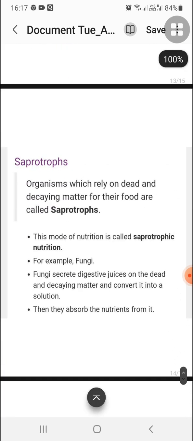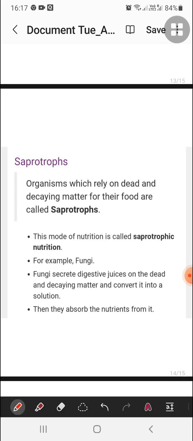Now next is saprotrophs. Who are saprotrophs? Organisms which rely on dead and decaying matter for their food are called saprotrophs. This mode of nutrition is called saprotrophic nutrition. For example, fungi. Fungi secrete digestive juice on the dead and decaying matter and convert it into a solution. Then they absorb the nutrients from it.